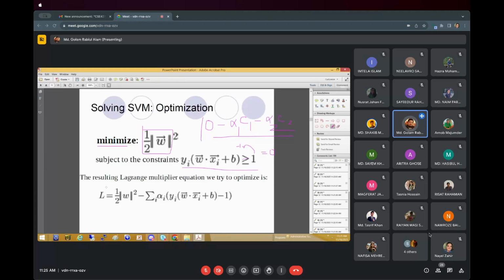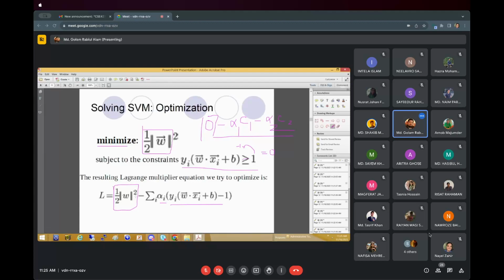So then it will become an equality constraint. Then we have to form the Lagrangian equation. As I already mentioned, first the objective function, and then minus, since many constraints are there for yi and xi, we have to sum over those: negative summation of alpha i, times yi, times (w xi plus b) minus 1. This is the equality constraint. So this is the equation of our Lagrangian multiplier equation.